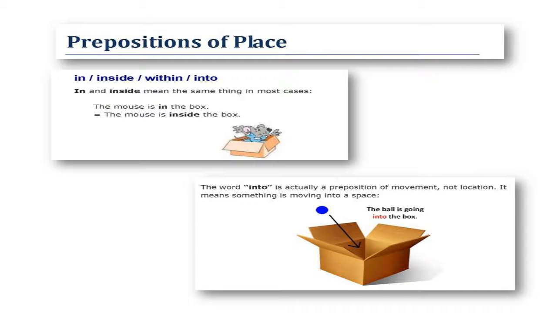In, inside, within, into. In and inside mean the same thing in most cases. The mouse is in the box. The mouse is inside the box. The word into is actually a preposition of movement, not location. It means something is moving into a space. The ball is going into the box.